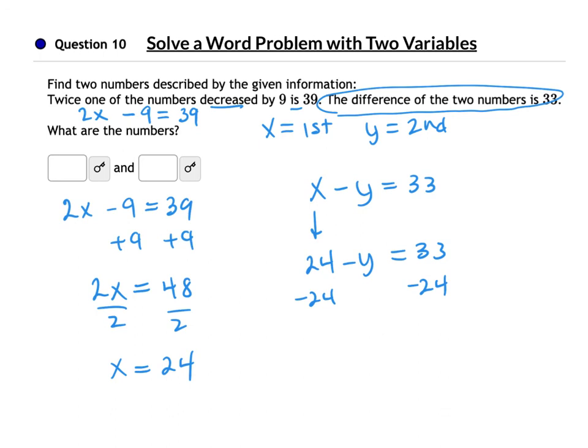We'll simplify this and we get negative y equals 9. And we'll divide both sides by negative 1. And y will equal negative 9. So our two numbers are 24 and negative 9.